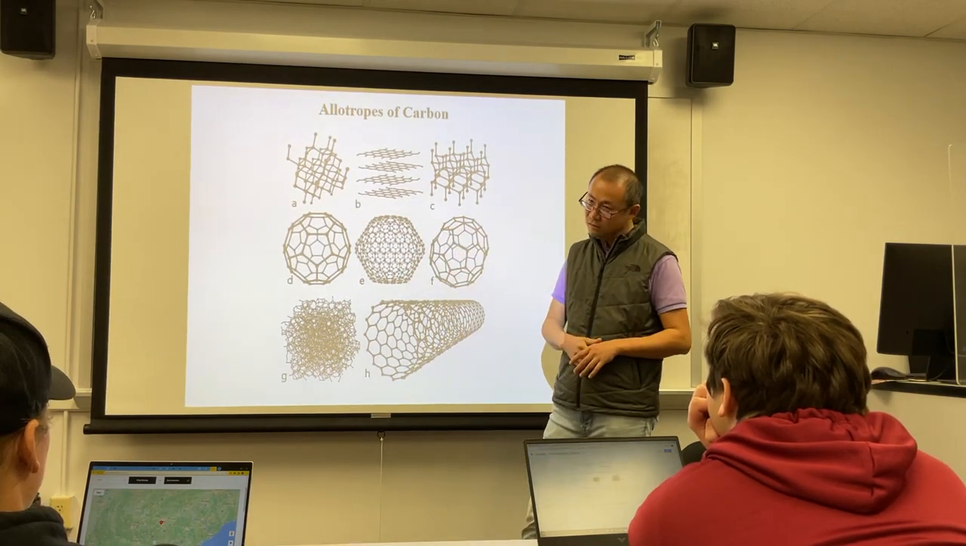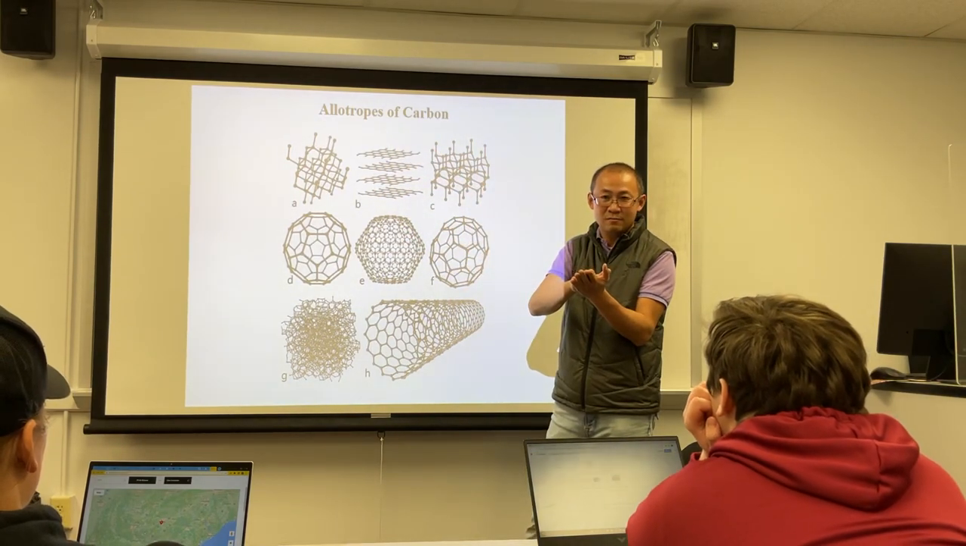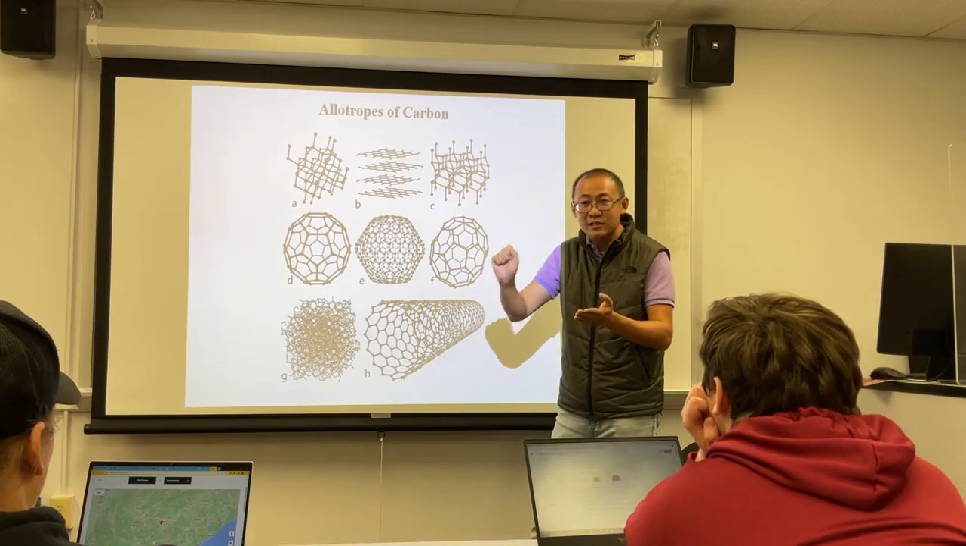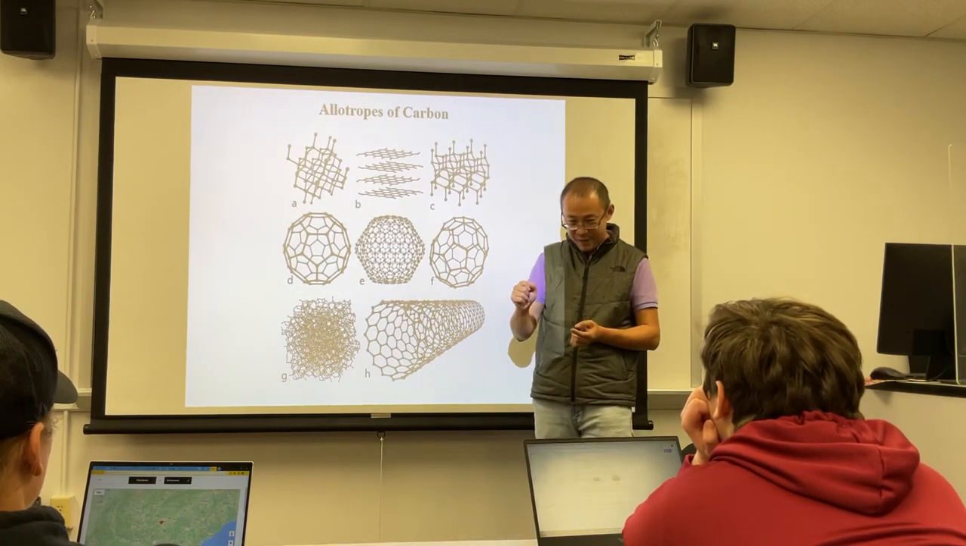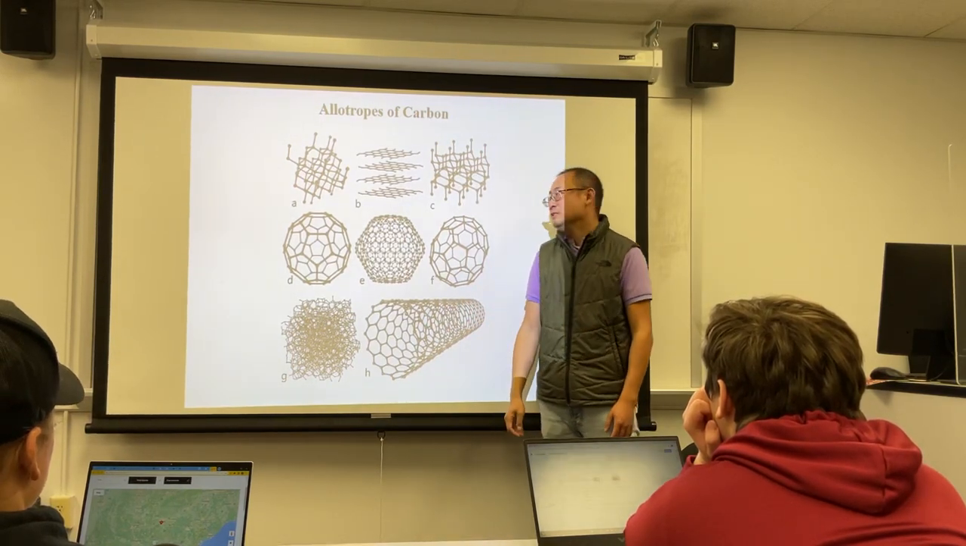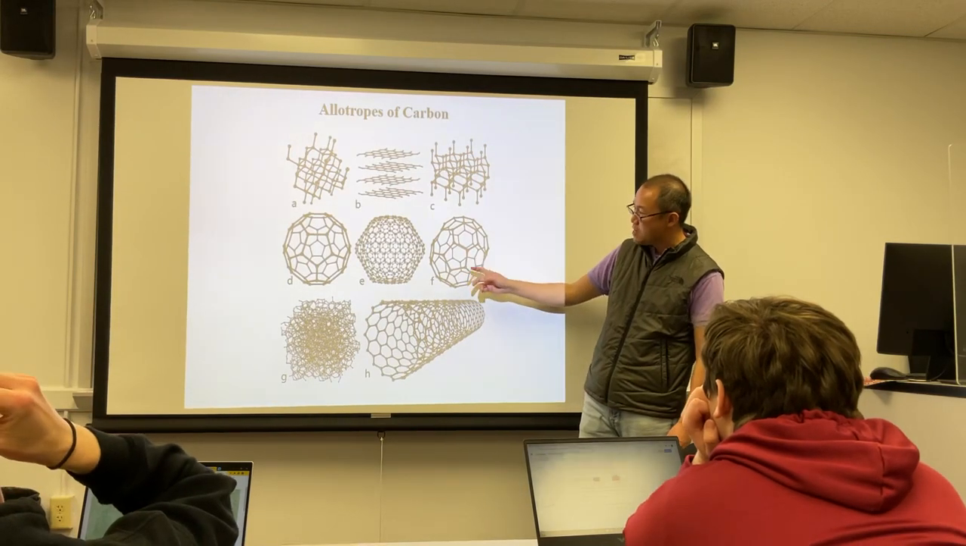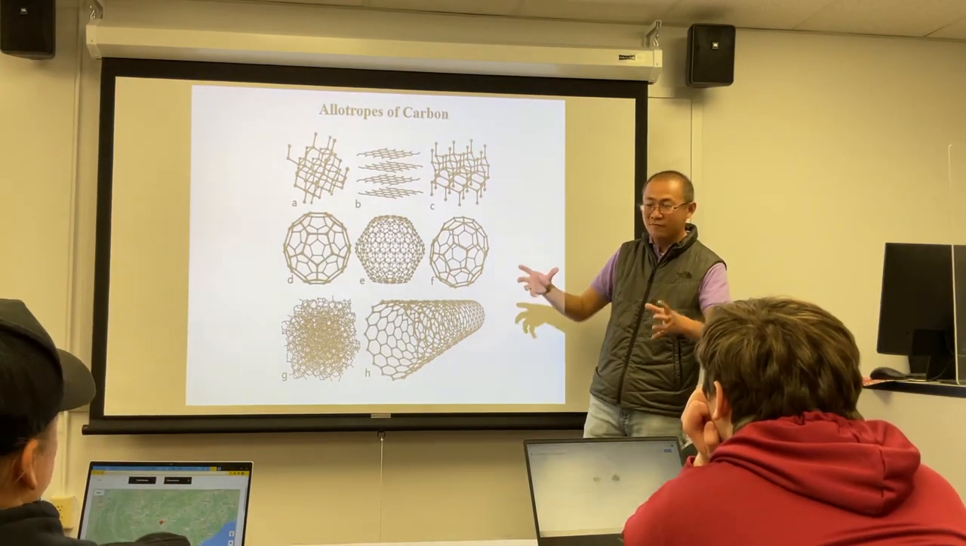This is graphite. Graphite is layers of carbon atoms organized together. Because of the layers, you can draw with a pencil. Why? Because the layers of carbon get scraped off, and you can put them on a piece of paper. And there are other types of carbon. This is a fullerene. It's like a football, like a ball.